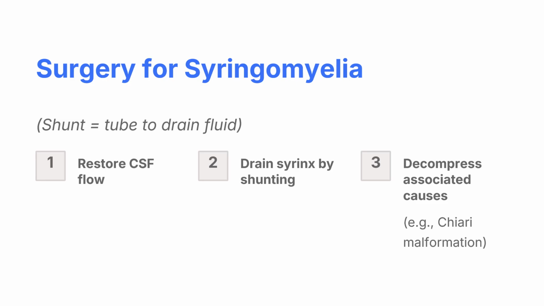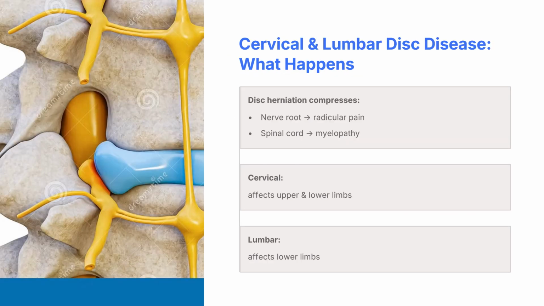Whatever the malformation is, we are actually decompressing due to that compression. An example is Arnold Chiari malformation, which is just for knowledge purposes. It is one type of disease that happens along with syringomyelia. Then there is cervical and lumbar disc herniation, which compresses the nerve root, causing radicular pain, or compresses the spinal cord, causing myelopathy. Myelopathy means a spinal cord problem.